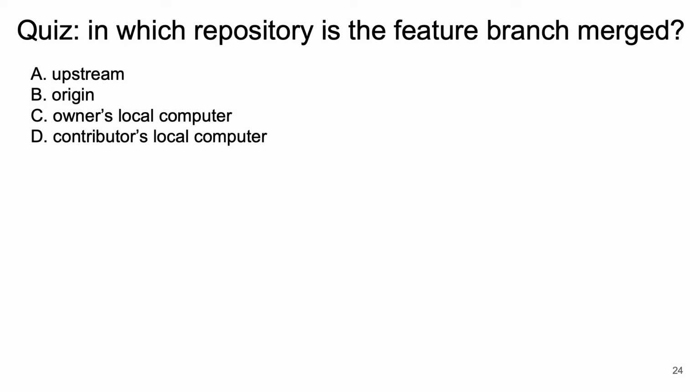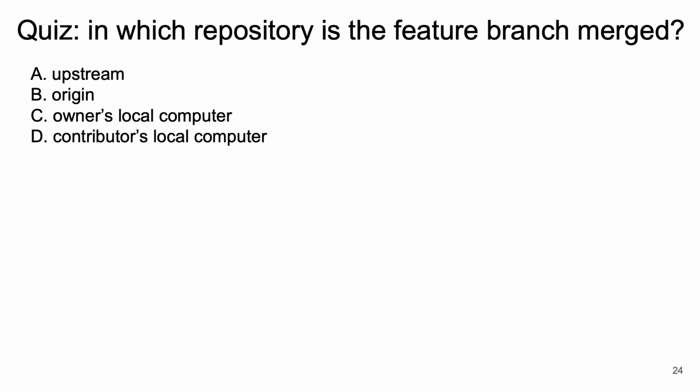How many for A, upstream? 1, 2, 3, okay, 4, 3.5. How many for origin? Oh, a lot of people for origin, okay. Owner's local computer? 1 person, 2, 3, okay. And contributor's local computer? 1 person, okay. All right, so most people voted for B.